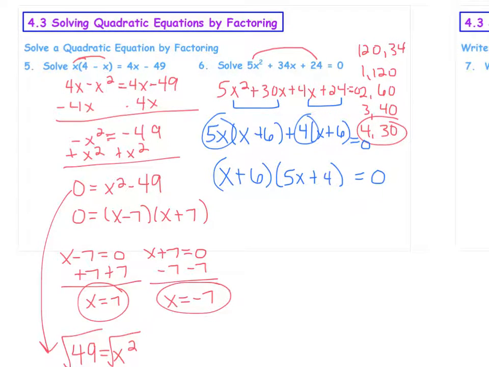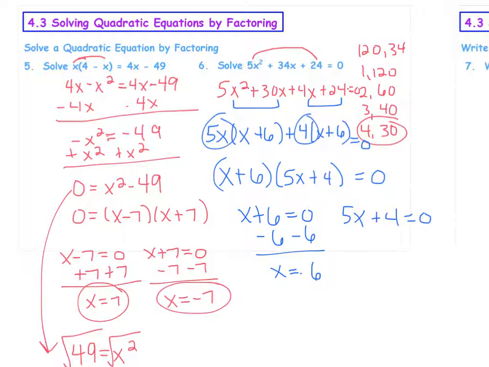Now that it's factored, I have a product equal to 0. So either this equals 0 or this equals 0 to solve my equation, because I'm trying to figure out the value of x that makes this whole thing equal to 0. So if either one of these binomials separately equals 0, that's an answer. So if x plus 6 equals 0, I have a solution, and if 5x plus 4 equals 0, that's another solution. So this one's the obvious one, negative 6.